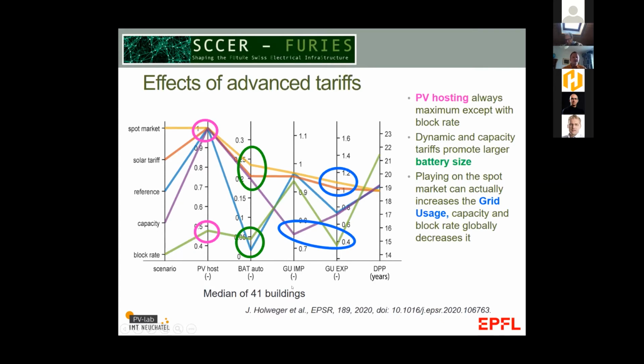Playing on the spot market, in fact, increases the grid usage. It's basically this effect here, while capacity or block rate tariff tends to decrease the grid usage, because you start to pay for the power. And finally, we see quite a large variance in the payback time between the systems.